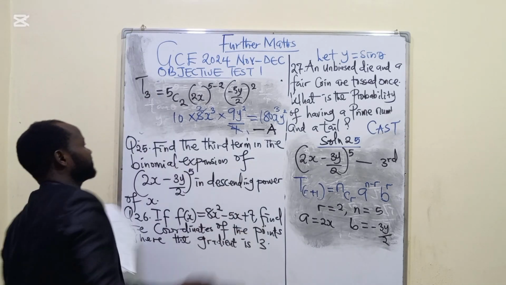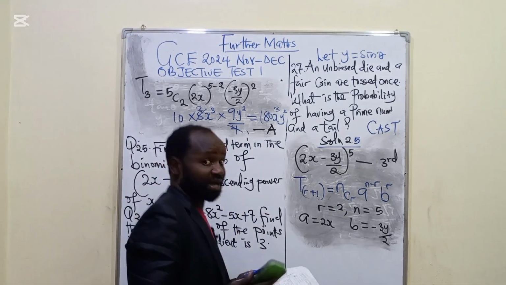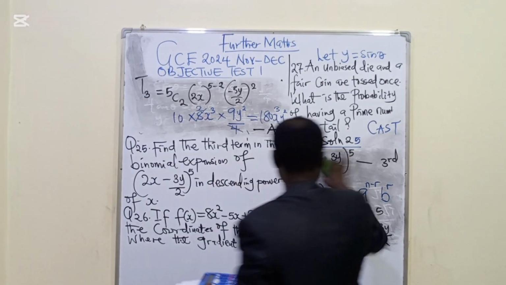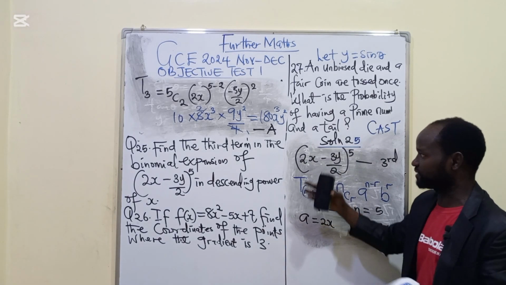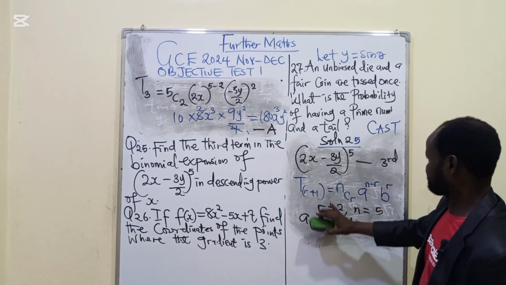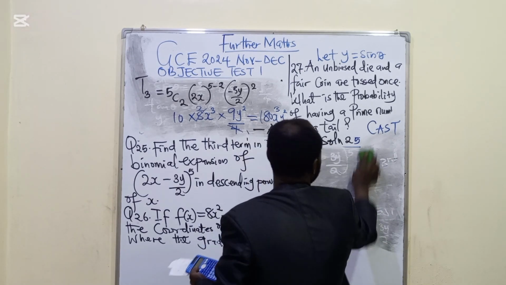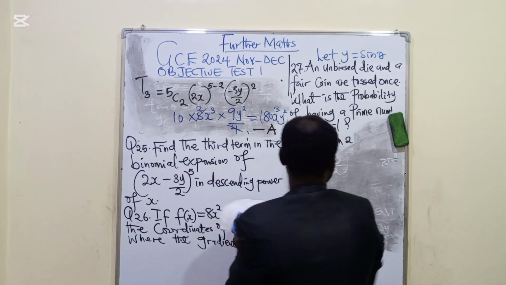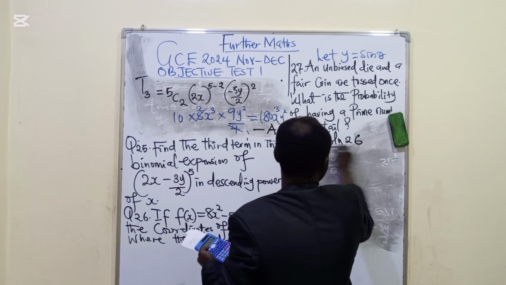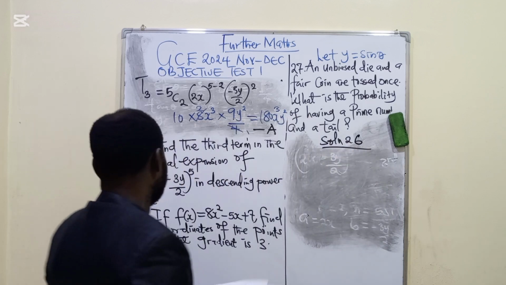So this is how to find the terms in a given binomial expansion. Very easy, using the general formula. You don't need to expand. Very important, just use the general formula. Let's move to 26 quickly because of our time. 26 now, we are making progress.